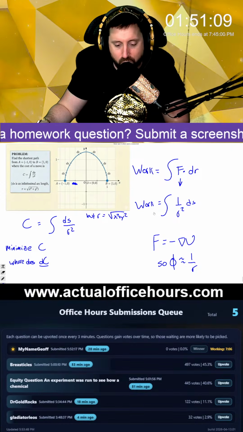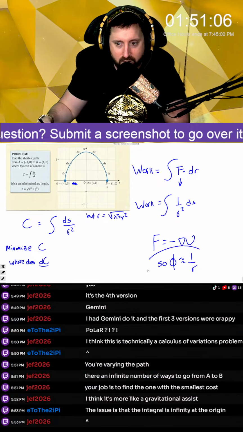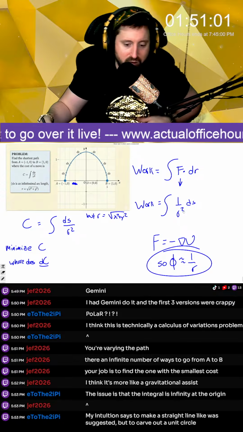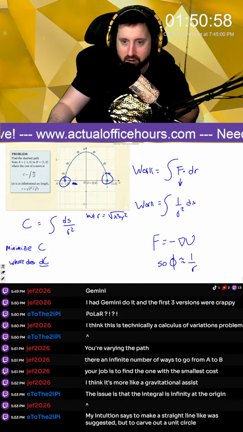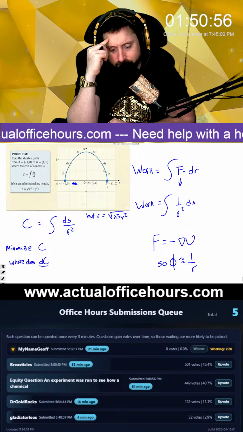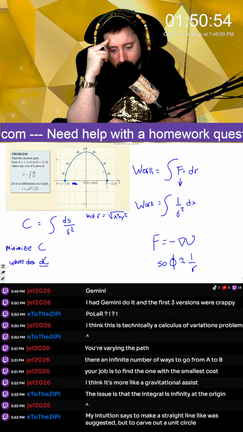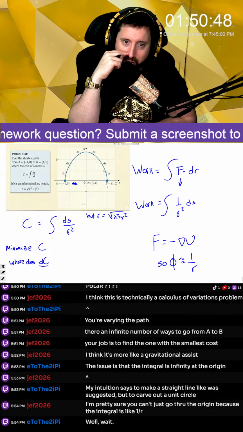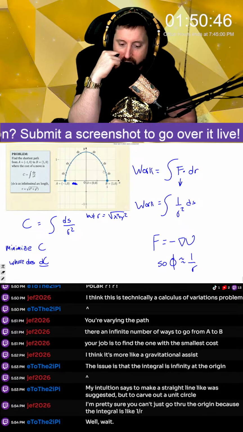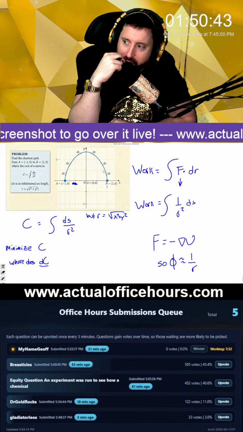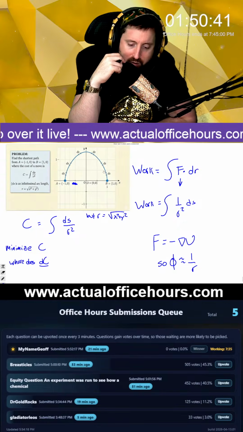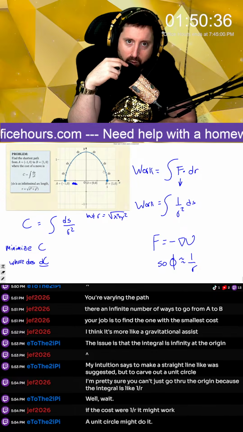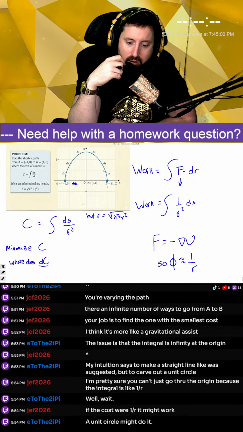Yeah, but in physics, we're cool with that. So if the potential is this, then the cost to bring something from here to here, I think it's just going to be 1 over r. Because let's think about it, the amount of energy it would take, if the cost was 1 over r, it might work.